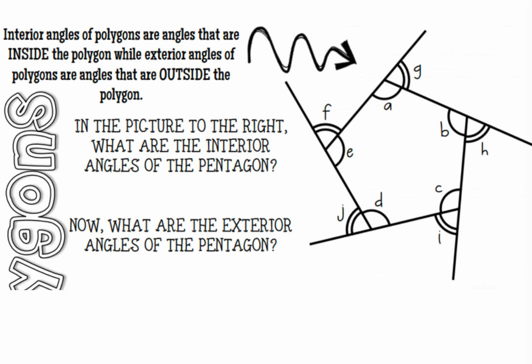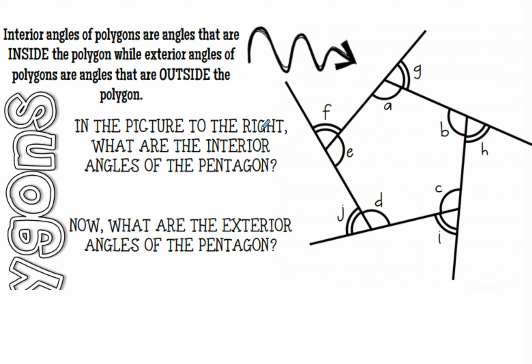When we talk about interior angles of polygons, those are angles that are on the inside of the polygon. So ones like these, A, B, those are interior angles. Exterior angles are the angles that are on the outside. If you take the side of a polygon and extend it some more, that creates that exterior angle.